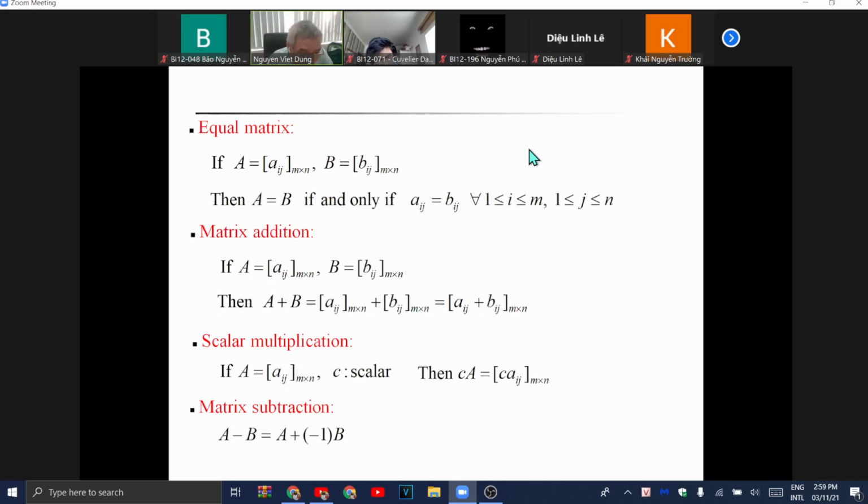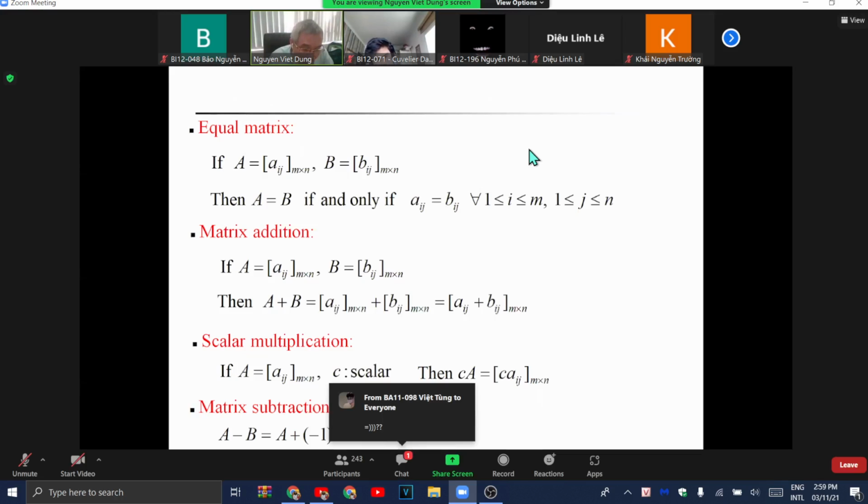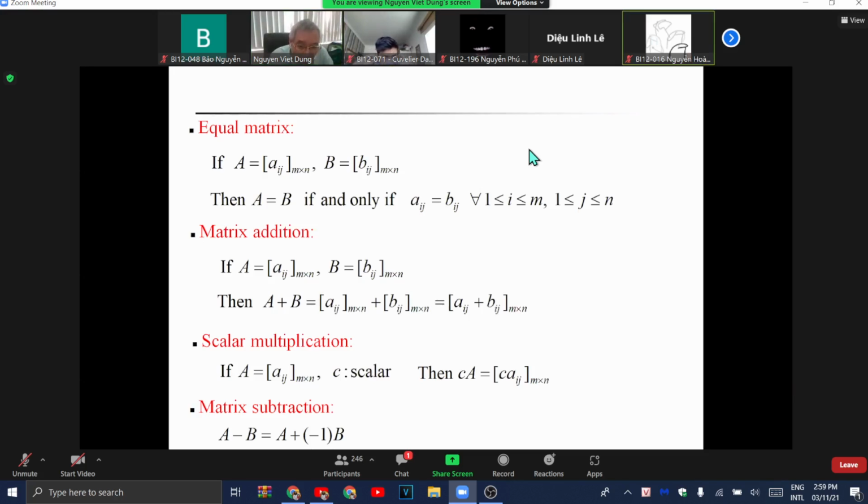The next one is the scalar multiplication. If we are given a matrix A of any size m by n, and c is any number, which we call a scalar, then the multiplication cA, or A multiplied by c, is a new matrix of the same size, whose entries are obtained from the corresponding entries of A by multiplying by the number c, like the formula on the screen.